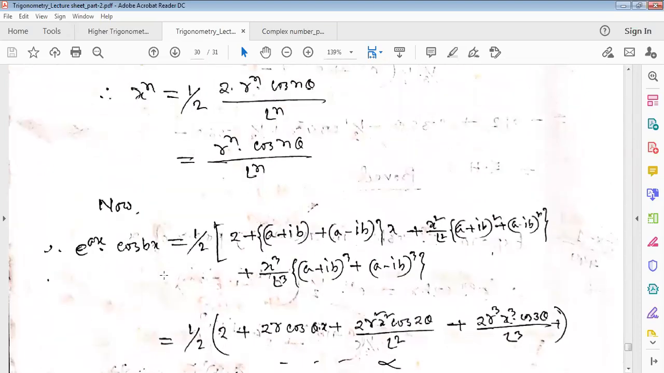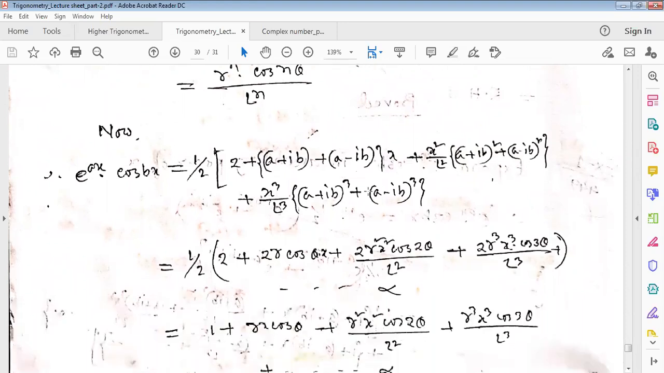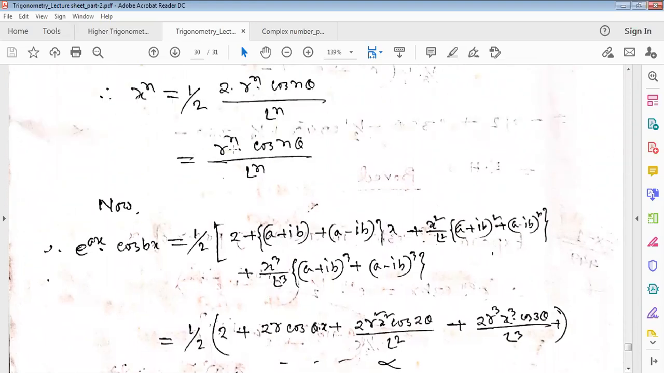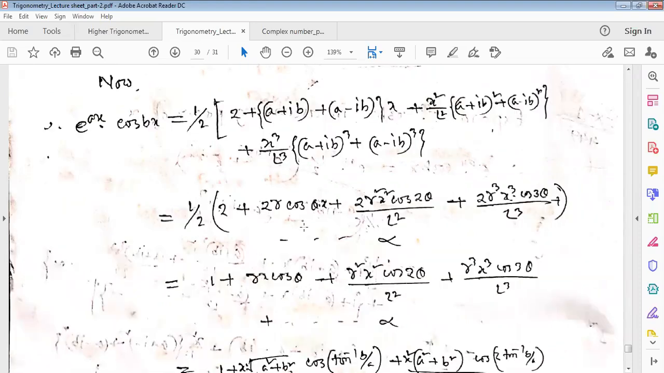Now e to the power x cos bx equals this series: one half, 2 into (a plus ib), (a minus ib). What will it be? For n equals 1, 2r cos theta by factorial 1. And here r^n, for n equals 2, just putting n equals 2, we get this 2 r square x square cos 2 theta by factorial 2. For n equals 3, just putting n equals 3, we get this, plus dot dot up to infinity.